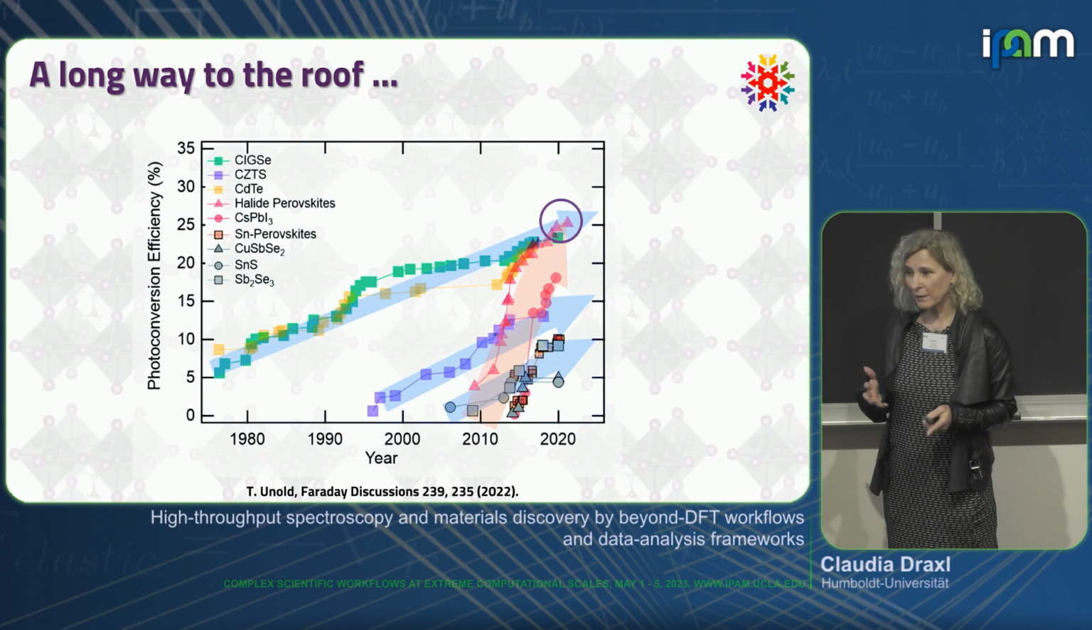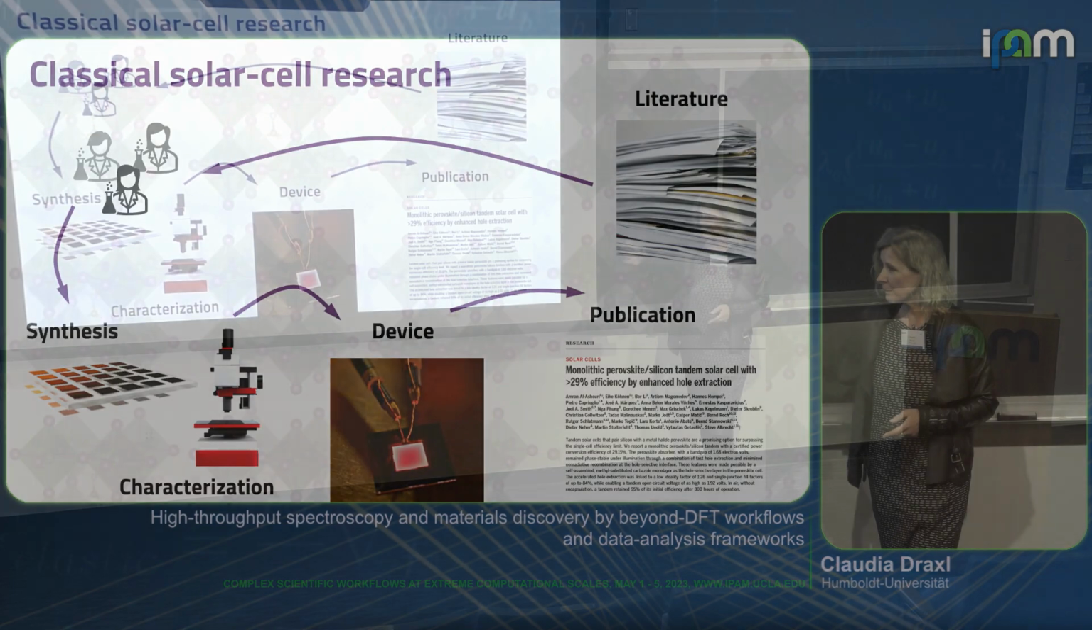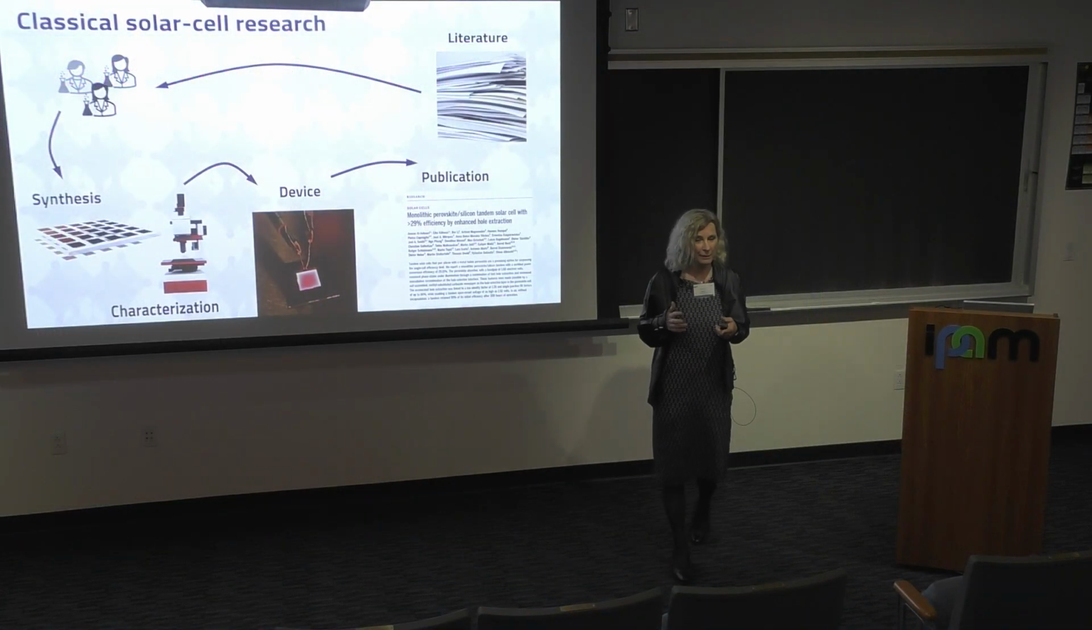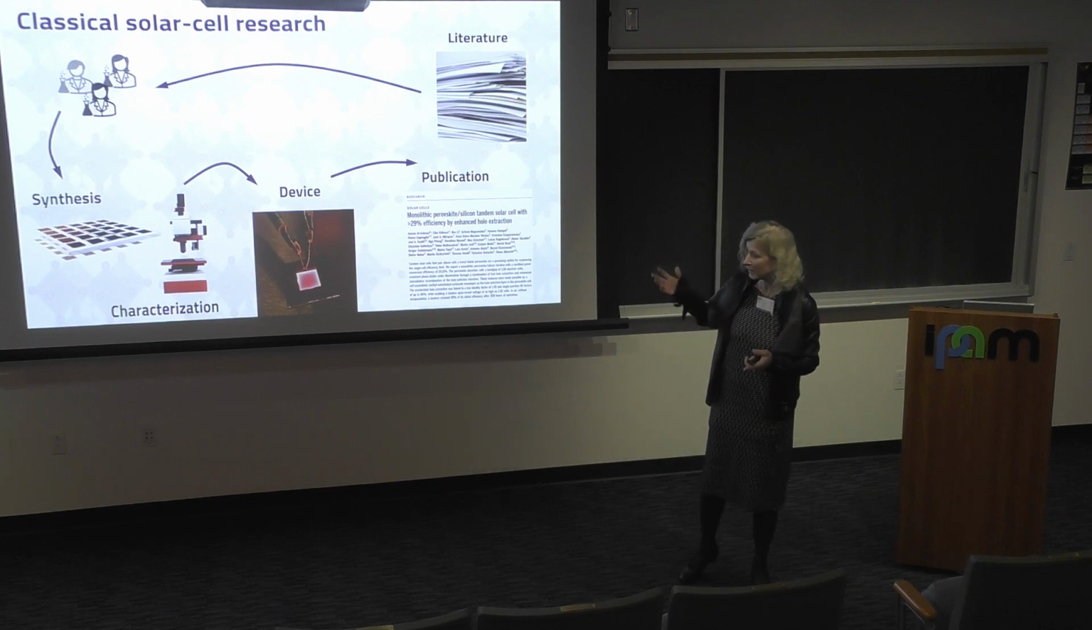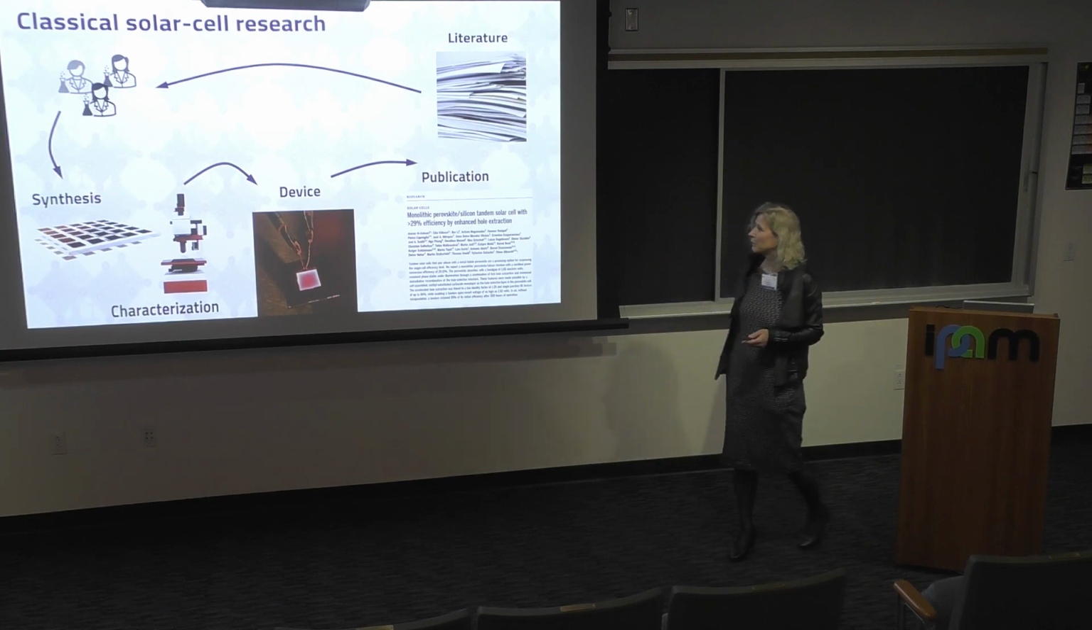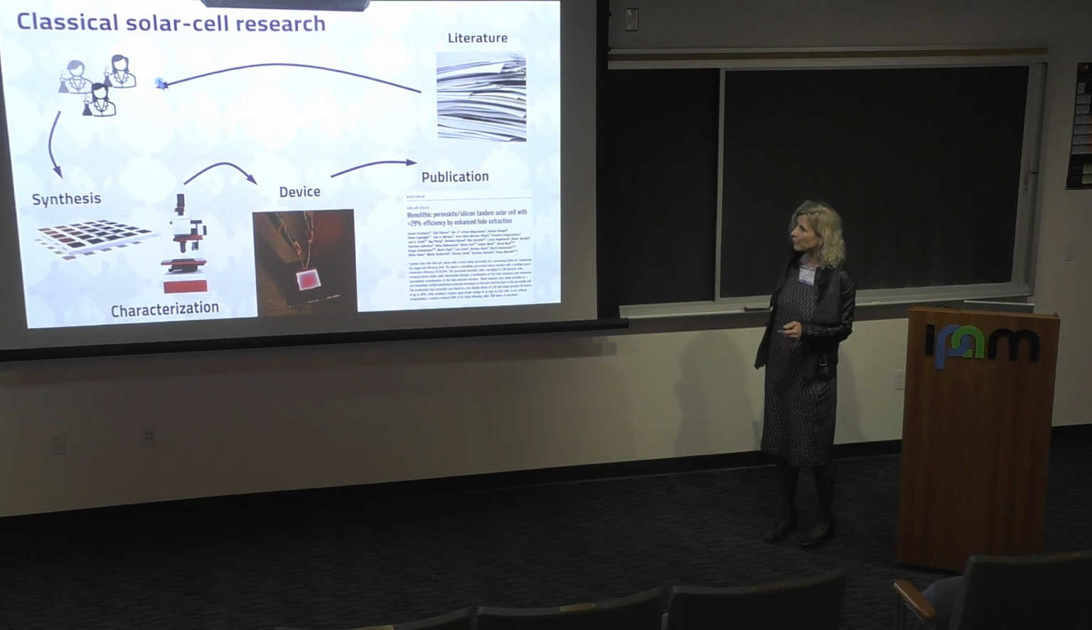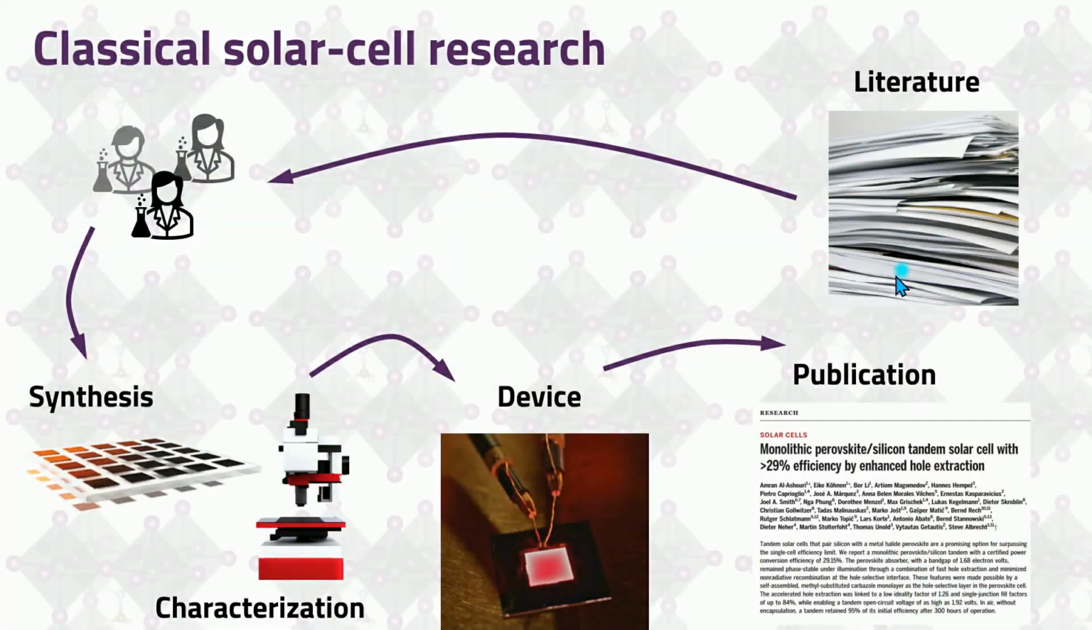And for this, I would like to take a step back and discuss a little bit with you what a typical workflow in solar cell research would be, right? So there are people here, they want to produce solar cells. First, of course, they have to read all the literature in order to be knowledgeable on that. Once they have done this, they will synthesize a material. Once the material is synthesized, it will be characterized experimentally, then a device will be built, and a publication will be written, and then you close the loop, and there's yet another paper on the market, right?